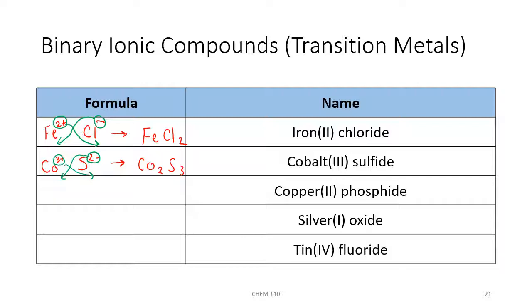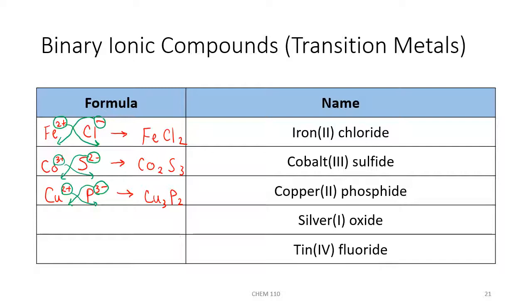Copper 2 phosphide. Copper 2+, we're told, and phosphide comes from phosphorus, which is a group 5A nonmetal. It's going to have a -3 charge. So we take our 2 and we list it after the phosphorus. We take our 3 and we list it after the copper. This crisscross will give us our neutral formula, Cu3P2.